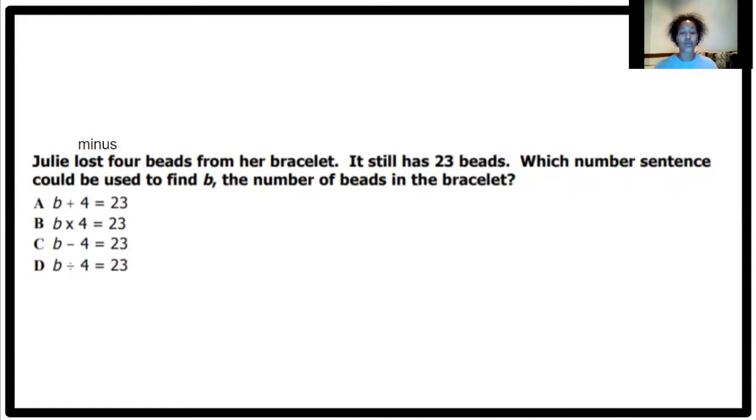So again, we're looking for an equation that's showing subtraction. We can do the process of elimination. We can eliminate A and B because neither A nor B are working with subtraction. We can also eliminate letter D because it doesn't have us sharing the beads. It told us that beads were lost. They were taken away. So a number of beads had 4 taken away with 23 remaining. That would be our answer choice C. That's the best answer choice.